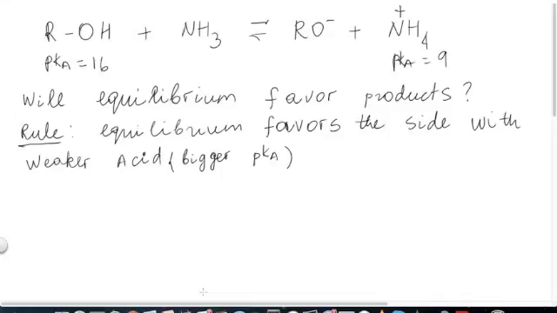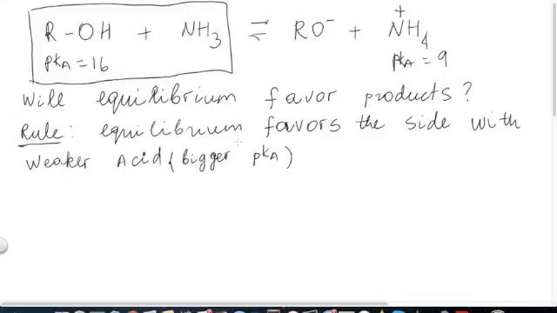Now, if we look on the right-hand side, ammonium cation would be donating a proton to the alkoxide ion. So in this case, ammonium is an acid. The rule of thumb is the following. Equilibrium favors the side with a weaker acid. Recall that the larger the pKa value, the weaker the acid. So in this particular example, equilibrium will favor reactants, not products. In other words, ammonia is not strong enough to deprotonate alcohol.